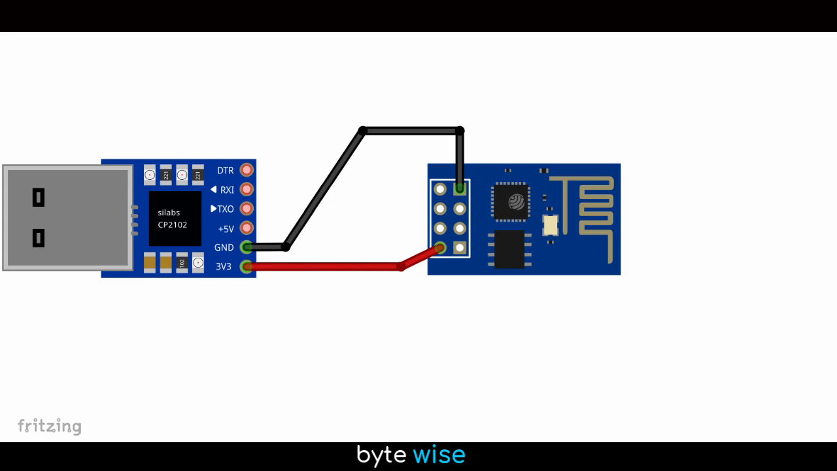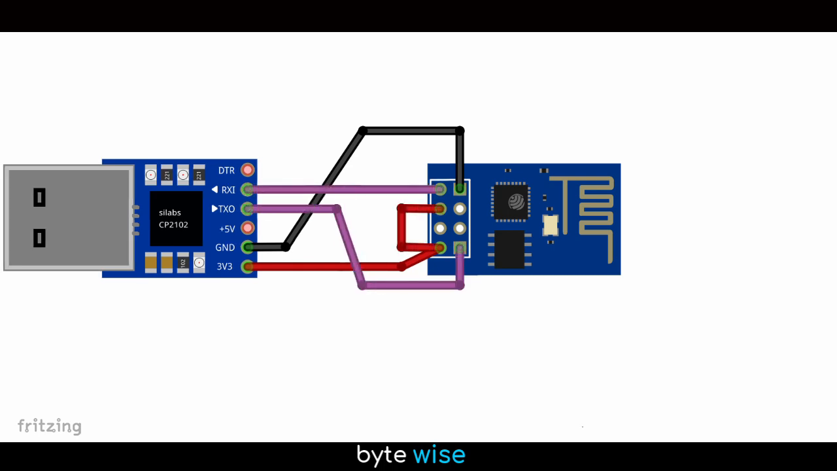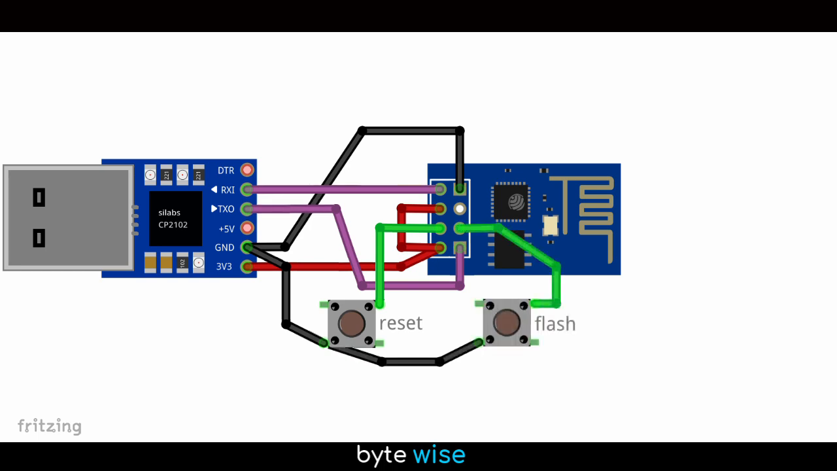Next, we'll add the serial data connection TX and RX. Note that TX from the CP2102 connects to RX on the ESP01. We'll also connect the enable pin permanently to VCC. We'll need a reset button to load programs to the ESP01, and that connects to ground. No pull-up resistor is necessary.